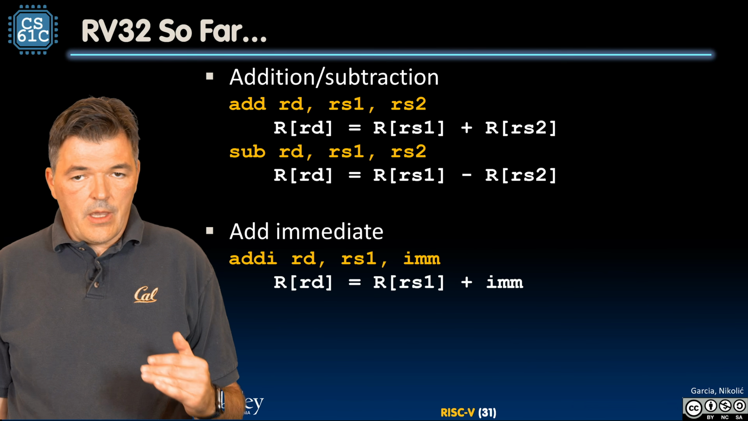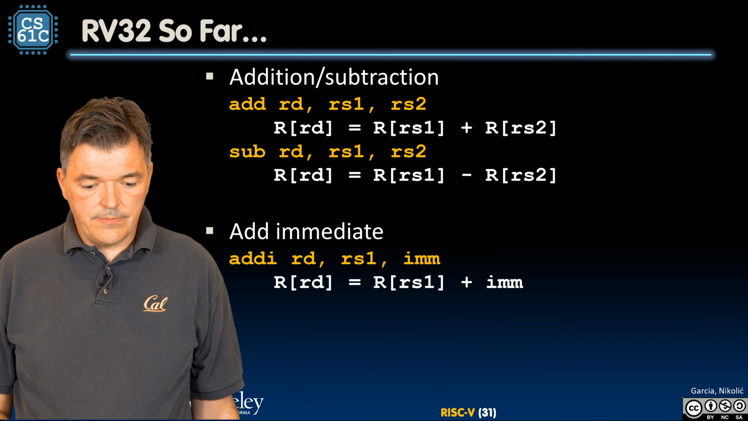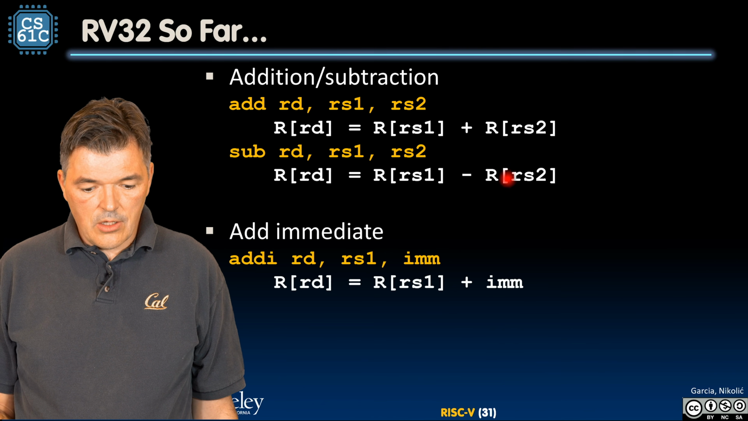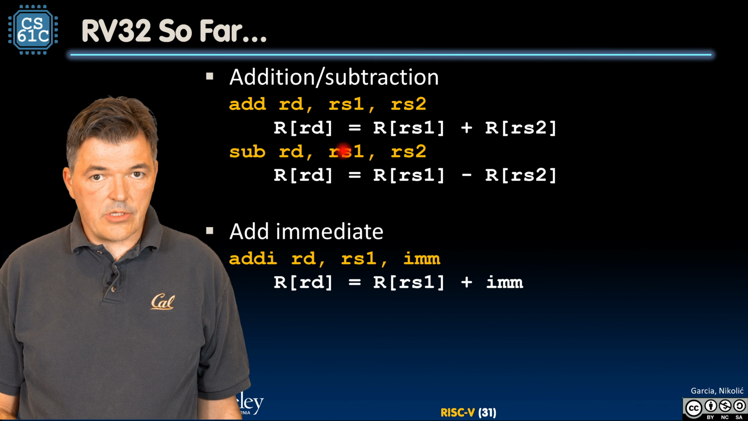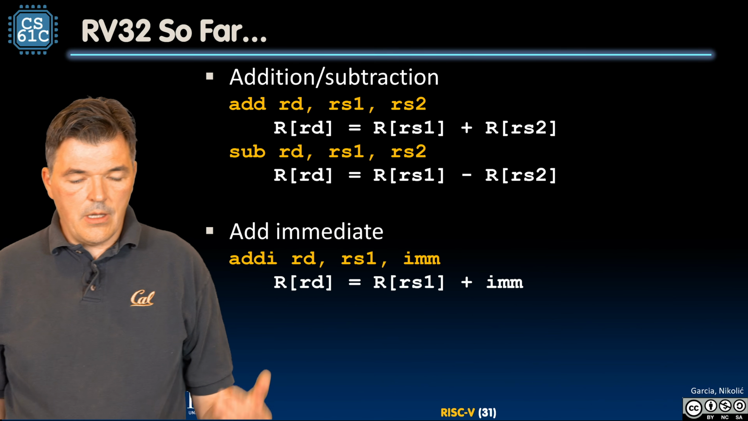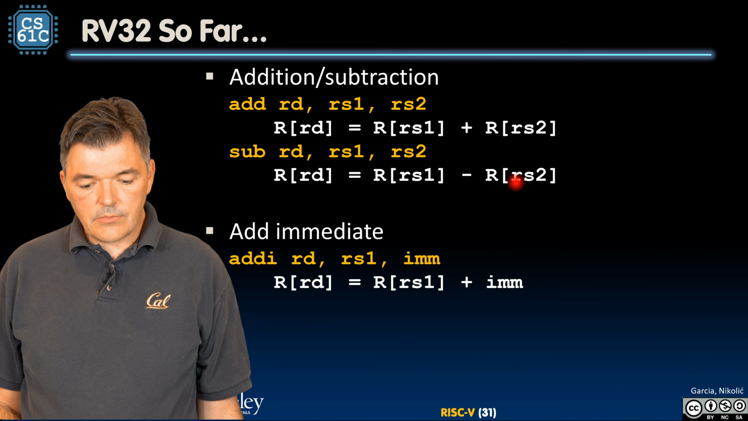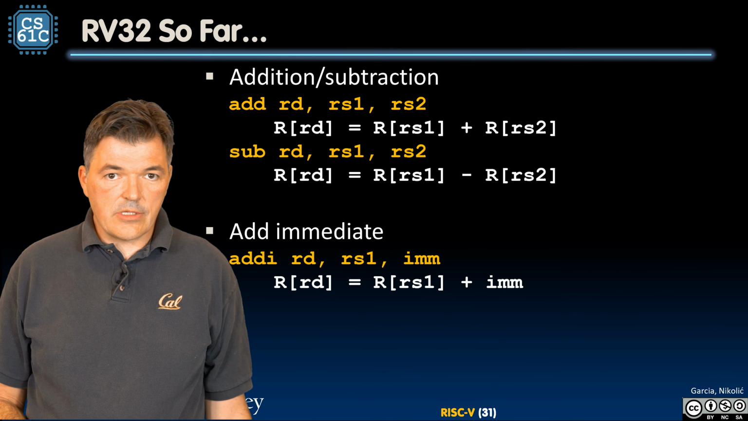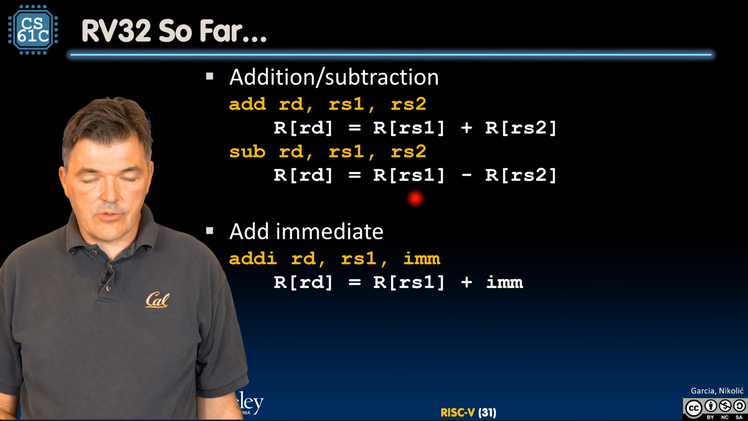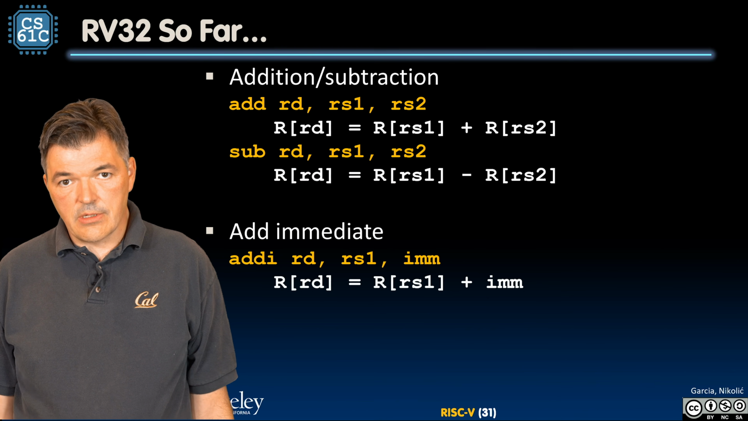For example, the add instruction adds the contents of the register RS2 to the contents of a register RS1 and stores it in the destination register RD. Conversely, the sub instruction takes the contents of a source register RS2, subtracts it from the contents of a source register RS1, and stores the result in the destination register RD.